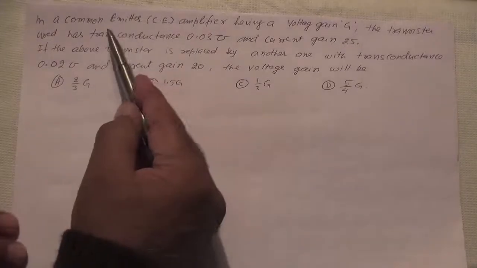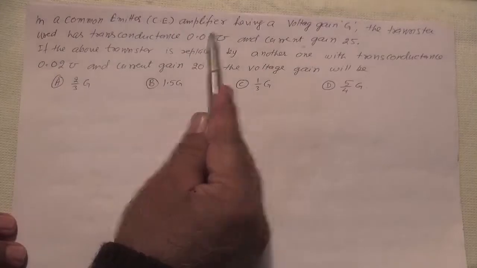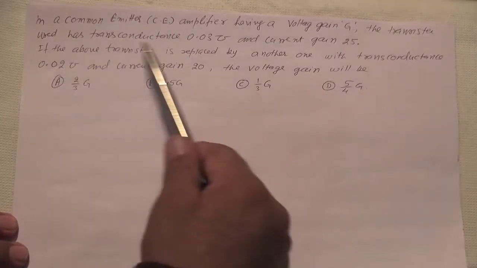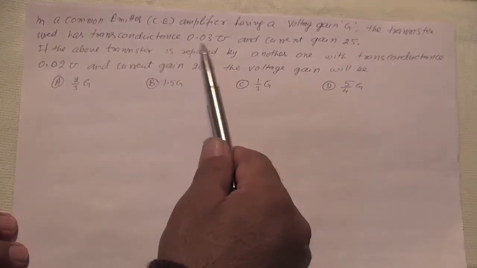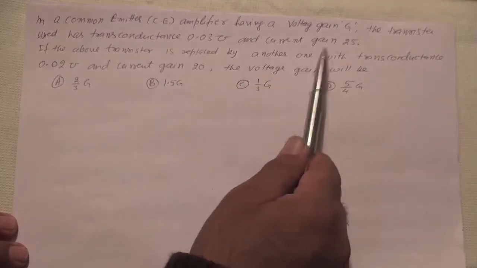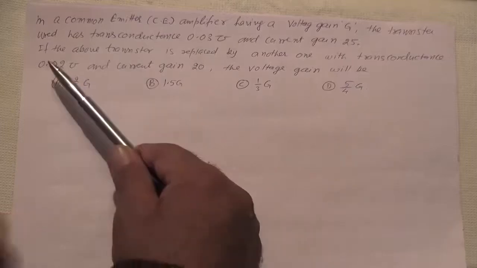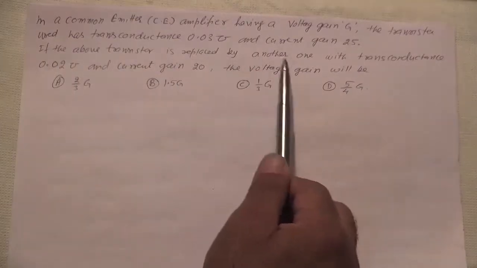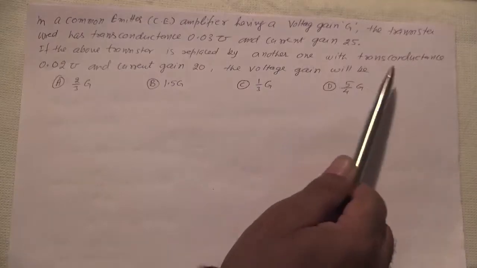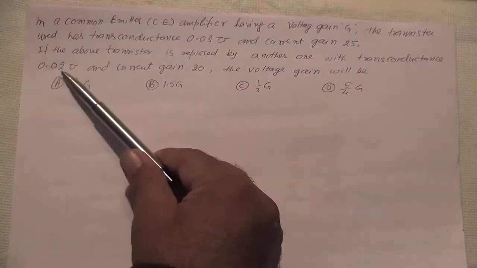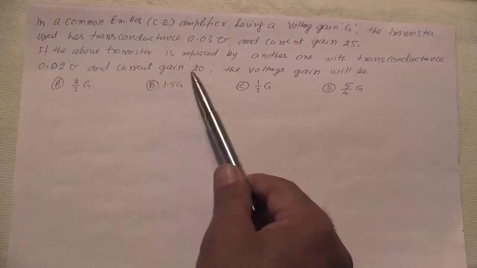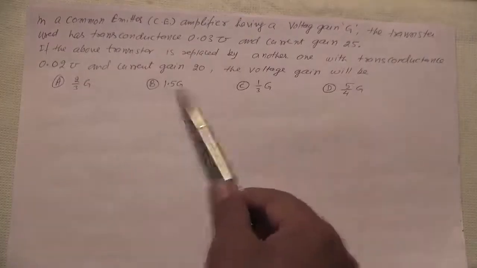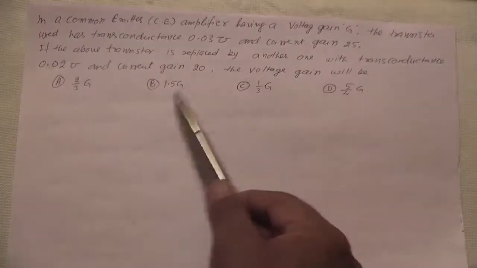There is a common emitter amplifier. Voltage gain is given by G. The transistor has transconductance this much, current gain this much. Now, if above transistor is replaced by another one with a transconductance 0.02 and current gain 20, what will be the voltage gain? This in terms of G.